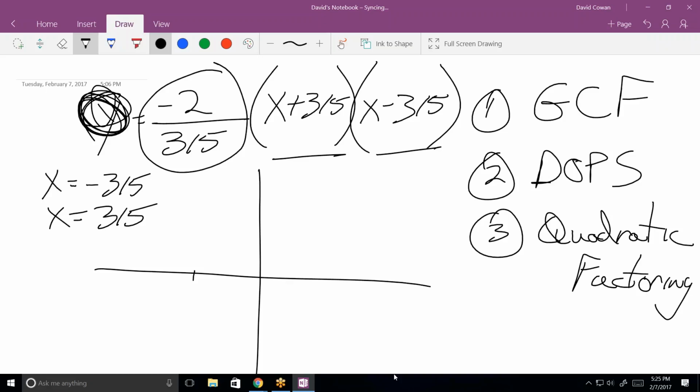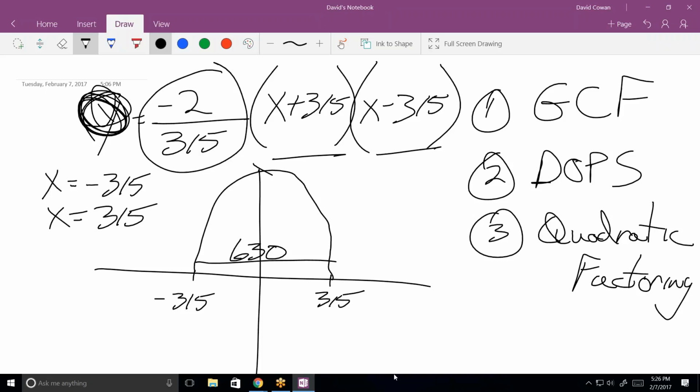Well, if I go to graph them, that one's at minus 315. That one's at plus 315. You have a tunnel like that. And what did they want to know? The width and the height. Okay, so the width. What's the distance between minus 315 and plus 315? 630. 630, exactly.